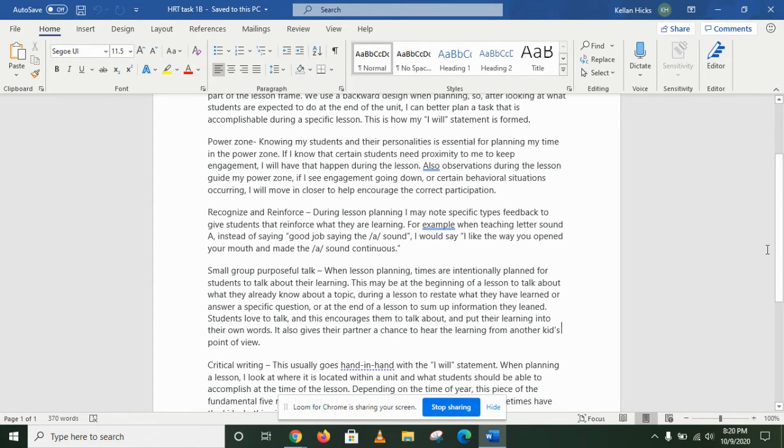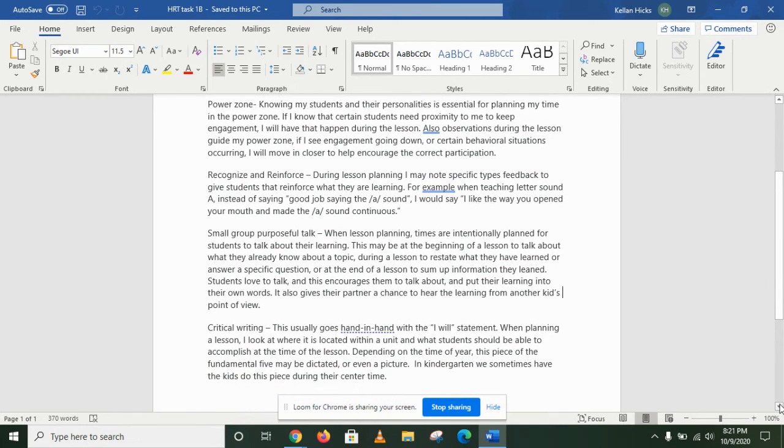The last component is critical writing. And this usually goes hand in hand with the I will statement. So when planning a lesson, I look where it's located in the unit, and also look at what time of year it is in order to determine what that will look like. At the beginning of the year, it may be a dictated sentence or even a picture, and then middle to end of year, it may be a sentence or sentences.